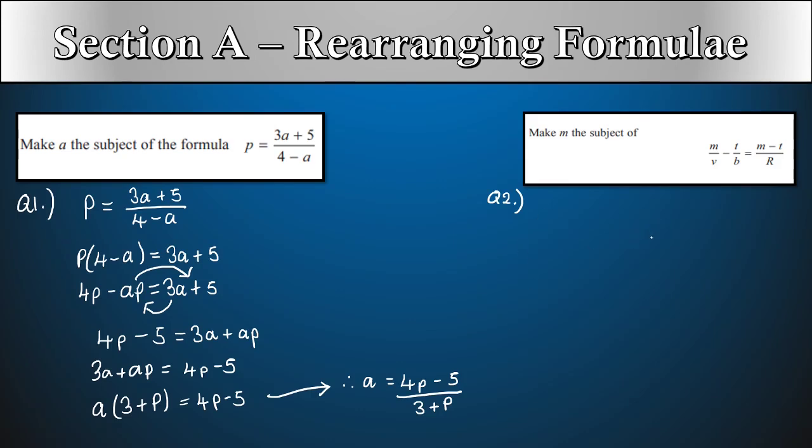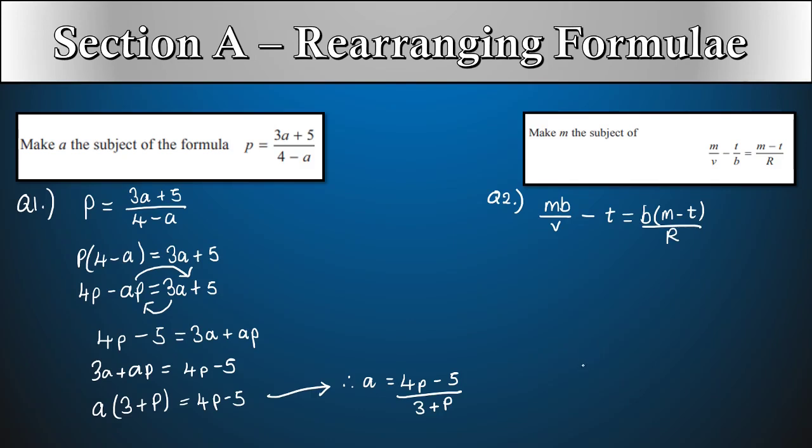It doesn't matter which one you times through by first. I'll do it in a bit of a funny order. I'm going to times through by the b first. So times everything by b, so that'll be mb divided by v. I'm being a little bit lax here, so this really should be bm. We usually put this in alphabetical order, but it doesn't actually matter, because multiplication is commutative. So mb divided by v. If you do t over b and you times it by b, that'll just leave you with minus t. And then this is going to be equal to b lots of m minus t divided by r. Okay, so that's the first line there.